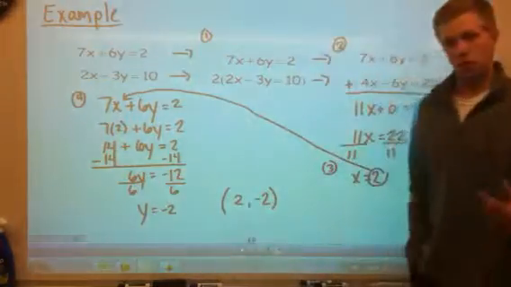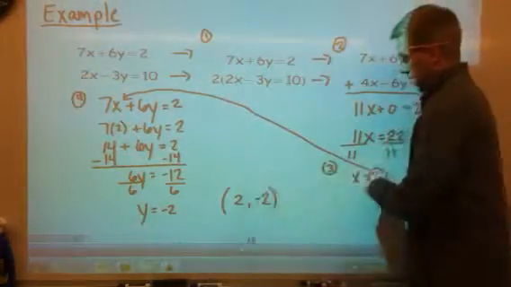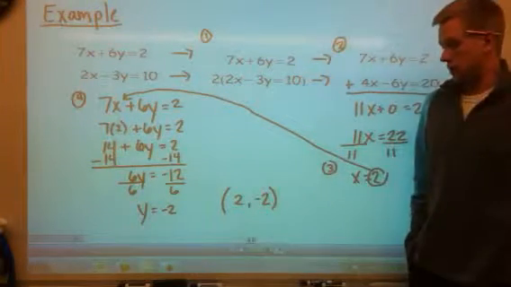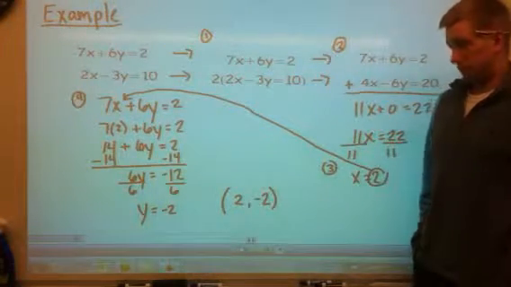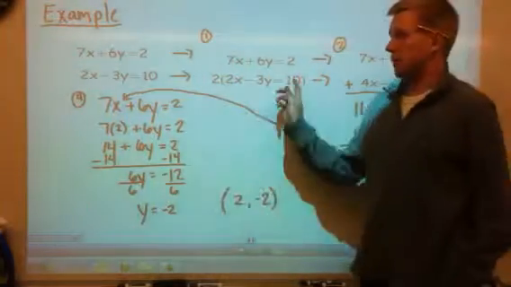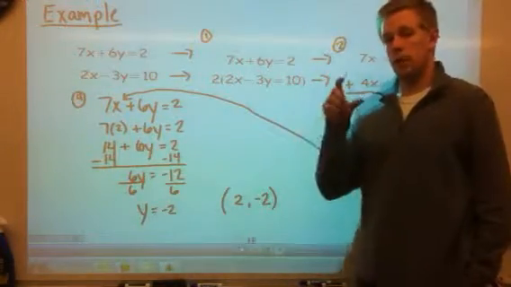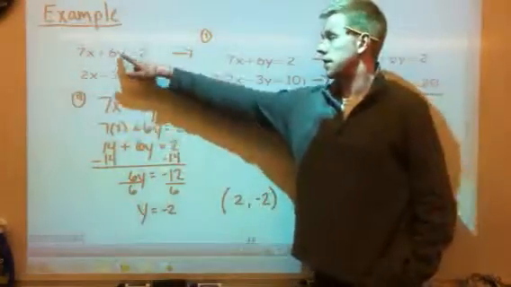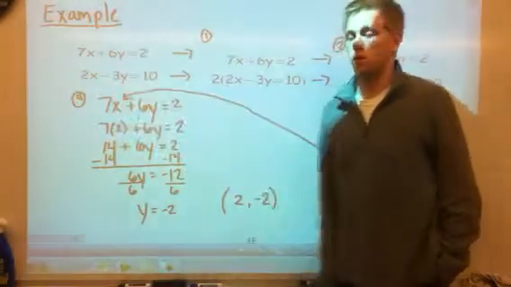So my answer as an ordered pair again is 2, because my x was first, and comma negative 2, because my y is negative 2. Okay, so those are the steps. That's part 1, when it said multiply by a factor if necessary. Well, we had to do that in order to eliminate my y. That's the only way that was going to work.